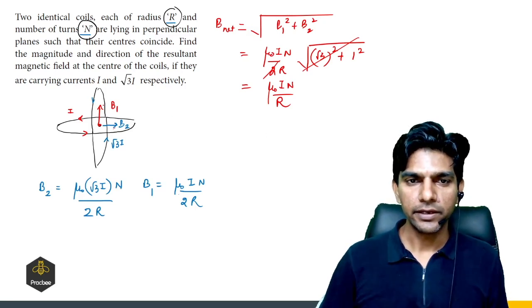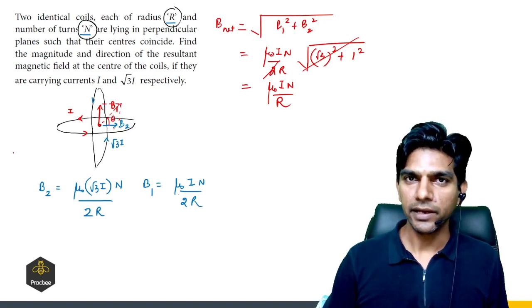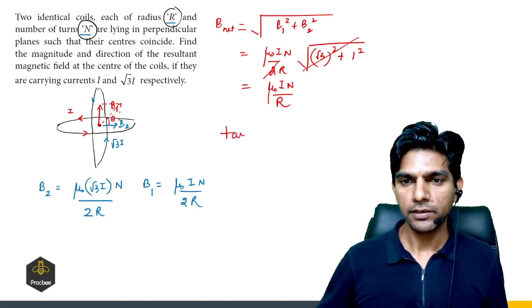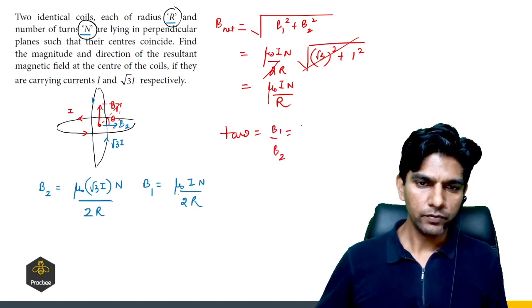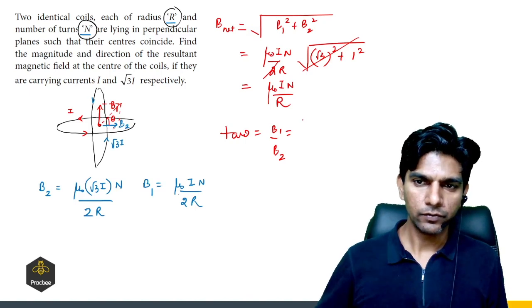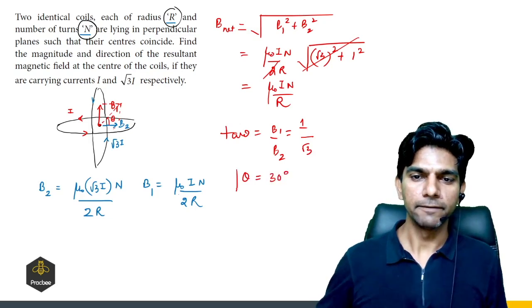And how to find the direction? So let us say the net magnetic field is making angle theta with B2. So tan theta will be B1 by B2. Now B1 here we get 1, and B2 here we get root 3. So theta comes out to be 30 degrees, right?